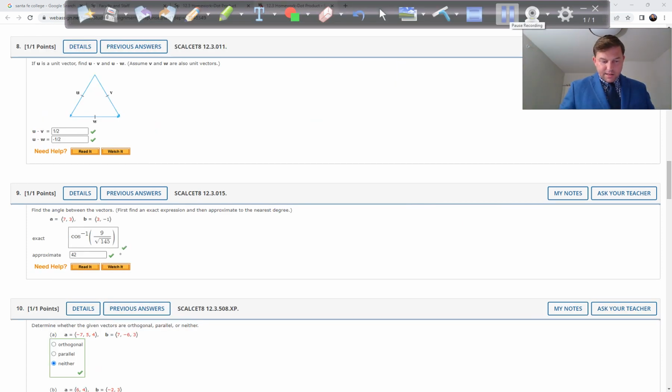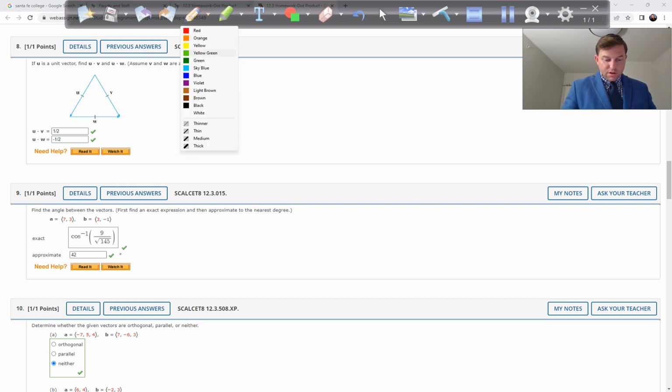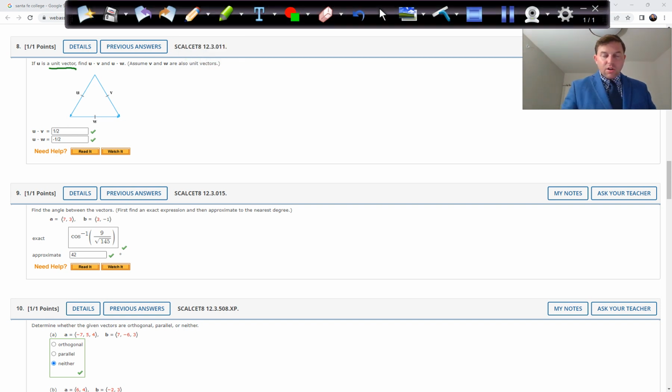Okay, problem 8 might be tricky if we don't remember our trig. So it gives us three vectors, and it says they're all unit vectors. Now that's good to know. If they say unit vectors, they all have a length of 1. So this is like length 1, 1, and 1. Well, if we know a triangle has all the same sides, that's called an equilateral triangle, which means all the sides are the same, which means all the angles are the same. There's only one possible triangle that can have the same angle for every spot, and that's 60 degrees, because those three angles have to add up to 180.